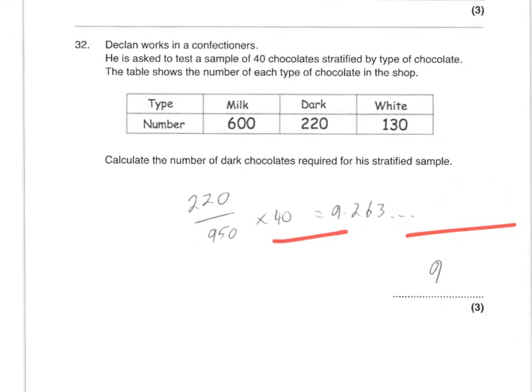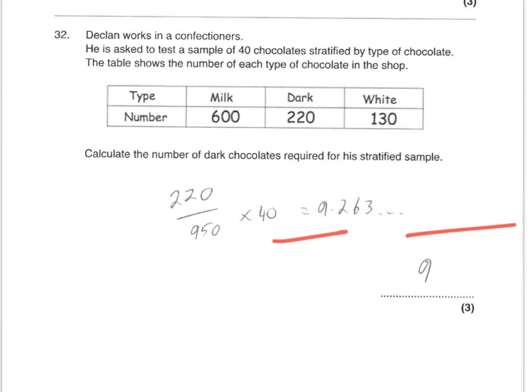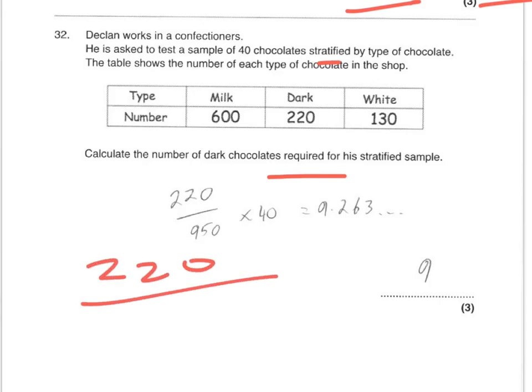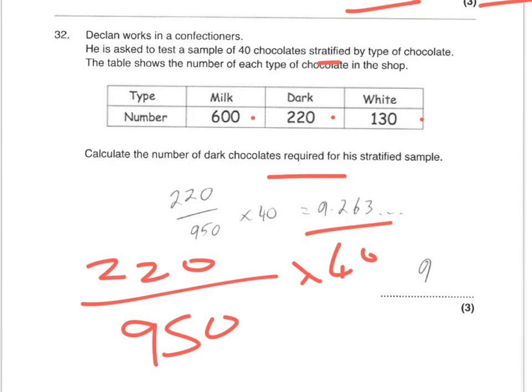Stratified sampling, honestly, another nice question for you. So we'll look at this question. 40 people, that's the sample size. Remember, when you see that word stratified, you know what to do. You're looking for dark chocolates, which is 220. You always take what you're looking for, divided by the total. You should have totalled up all these values in the table. You get 950, and times by the sample size. You should have got a decimal answer. Round to the nearest whole number, so you should have got 9.